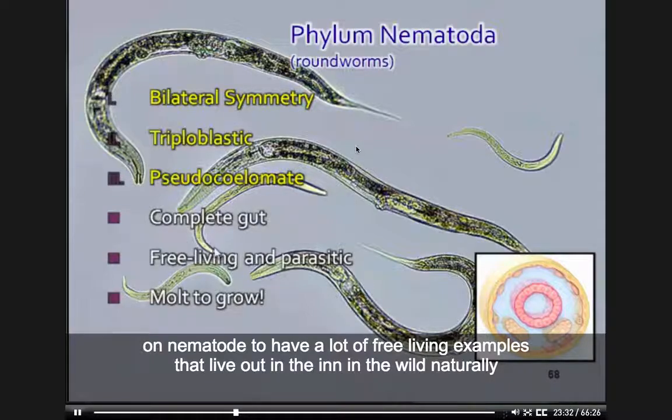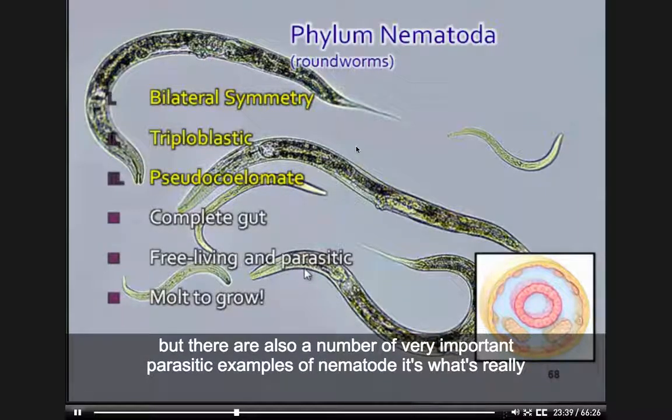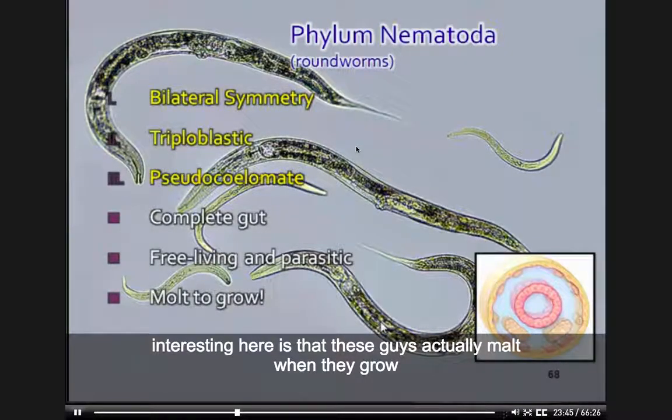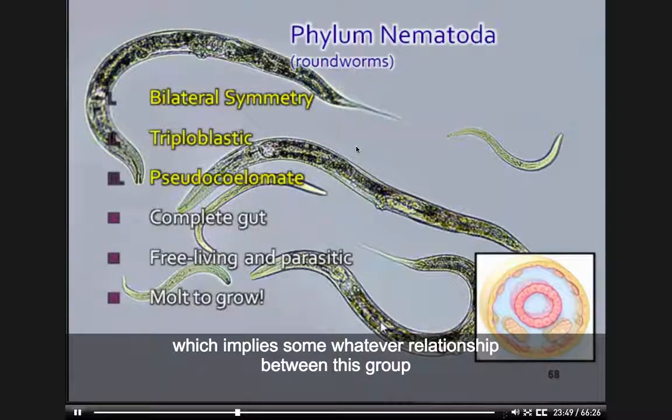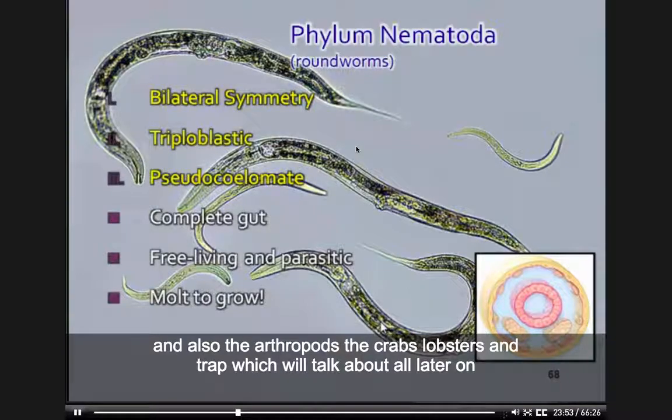Nematodes have a lot of free-living examples that live out in the wild naturally, but there are also a number of very important parasitic examples of nematodes. What's really interesting here is that these guys actually molt when they grow, which implies somewhat of a relationship between this group and also the arthropods, the crabs, lobsters, and shrimp, which we'll talk about later on.